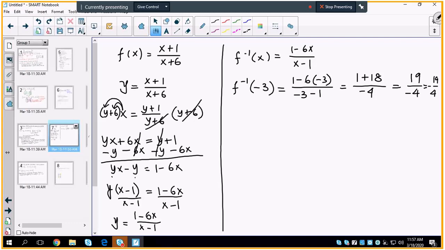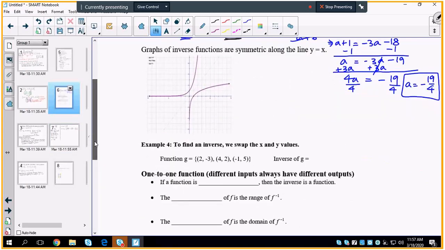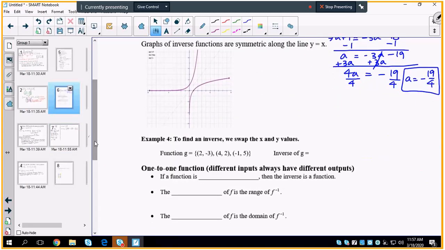Let's go back to page number 6 and try to solve the rest of the problems. So it is talking about how the graphs of the function and the inverse function are related. If I give you the function, reflect the function's graph. So this one is the graph of the function. Reflect this graph along the line y equal to x to get the graph of f inverse. So if this is your f, this is your f inverse of x.